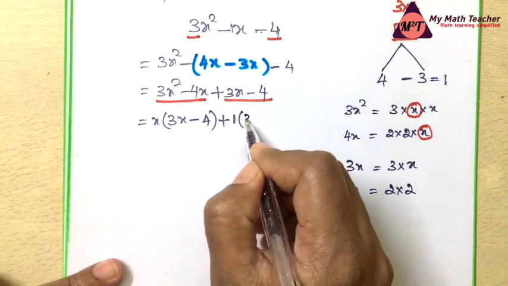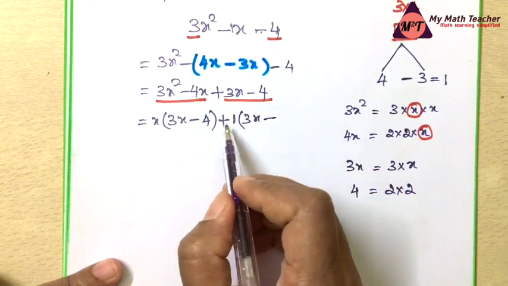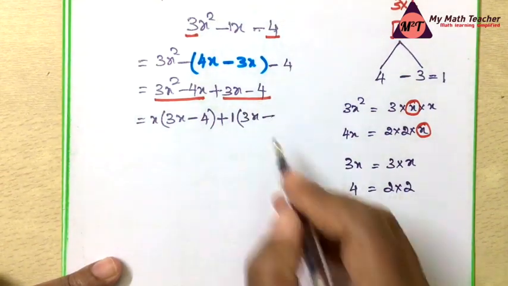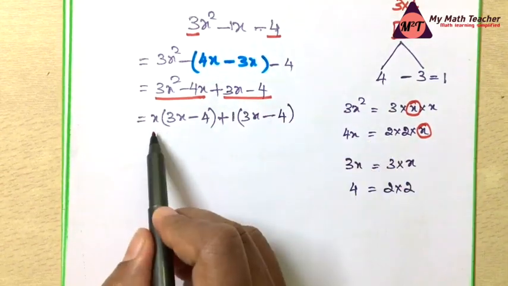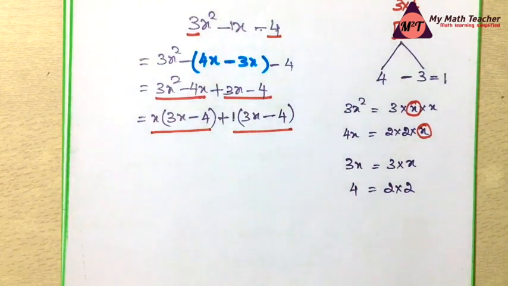3 into x, 3x. Okay, now minus. Now check your sign. Plus into minus will be minus. Yes, 2 2s are 4. Now we have got only two terms. From these two, what is common?